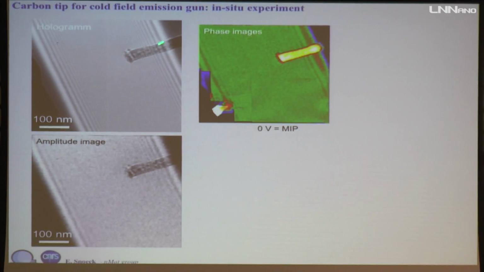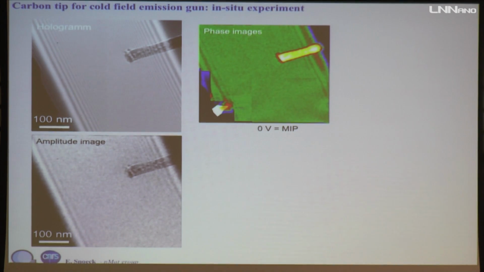You have this carbon nanocone. This is the hologram. And for zero applied potential, so you did not apply any voltage yet, you have these phase images. On the phase image, you have the zero in the vacuum, and you have only some phase contrast in the phase image here, which just corresponds to the mean inner potential of the material. Well, we talked about this mean inner potential. So you get the image of the tip. And this is the amplitude image, useless.